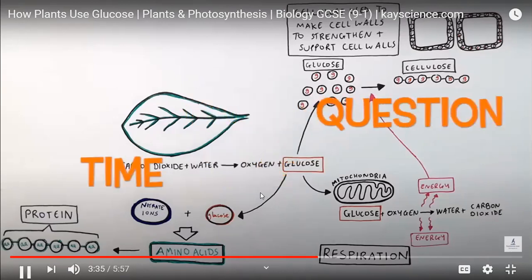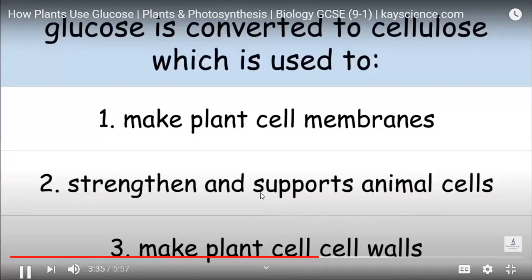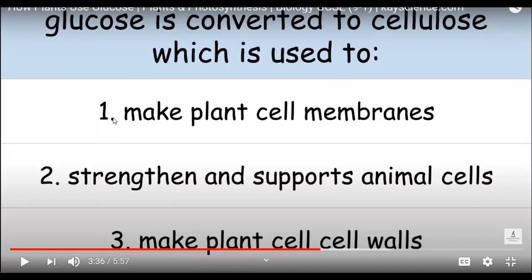To check your understanding. All right, the first question: glucose is converted to cellulose, which is used to do what? What is the function of the cellulose? Number one, make plant cell membranes. Number two, strengthen and support the animal cells. Number three, make plant cell walls. So what are the options? You can reply to me through the chat.